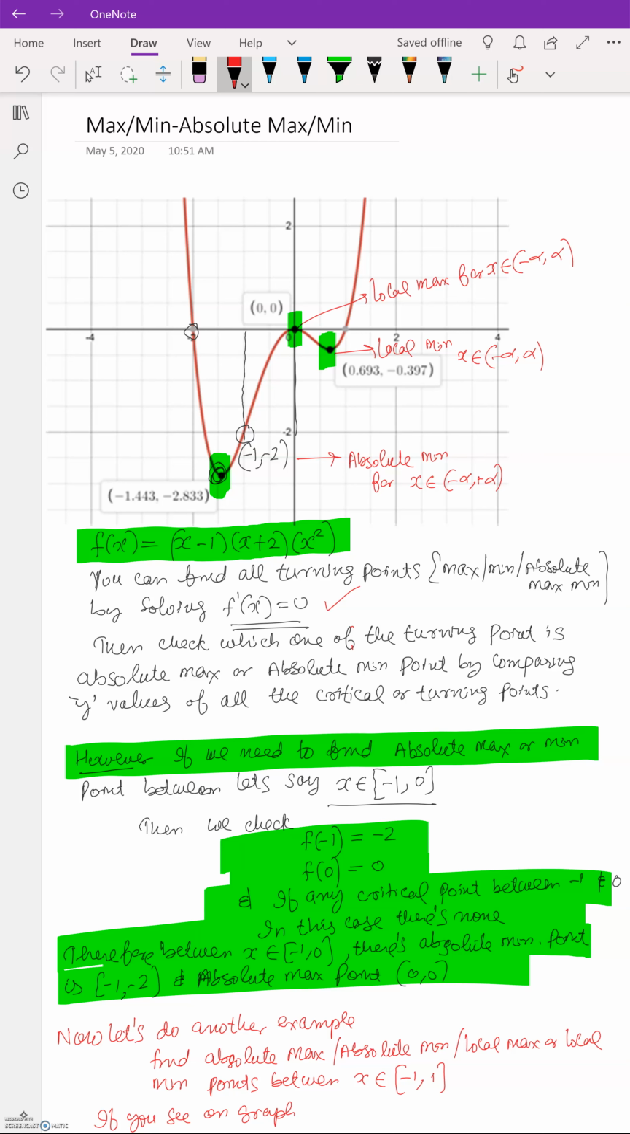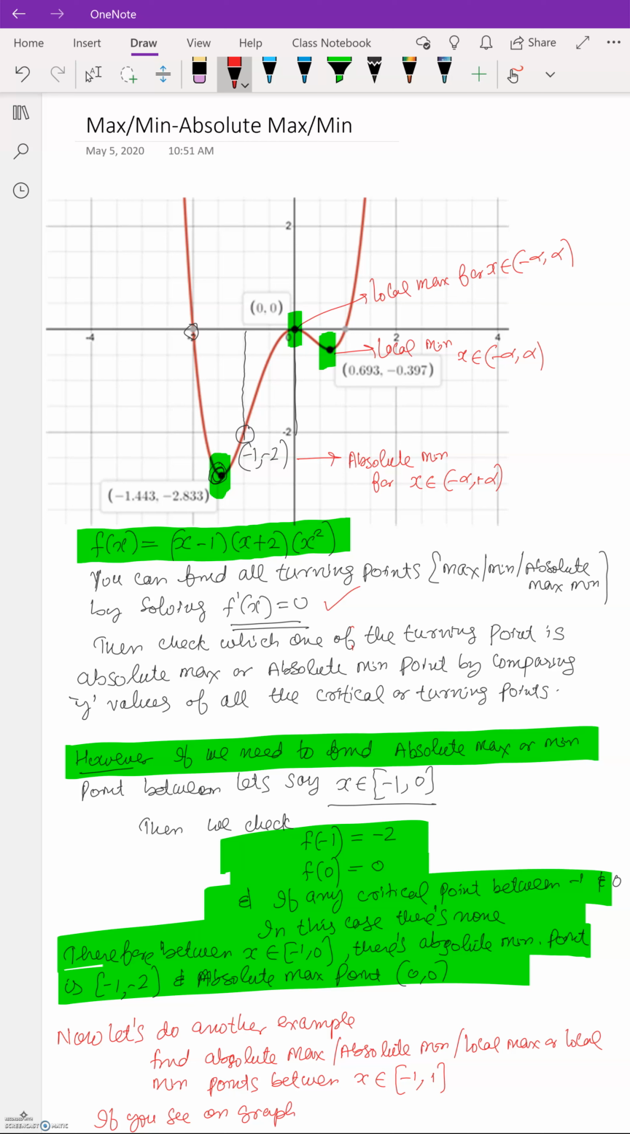Once you've got those critical points, just by checking the y values, you can determine if a given critical point, max or min point, is an absolute max or absolute min, or just a local max and local min. All we need to do is compare the y values of those critical numbers. If the y value of one of the critical points has no other y value above it, it will be the absolute max point. And if a critical number gives you a y value which is the lowest, that is the absolute min. By comparing the y values, you can tell if it's absolute max or absolute min. This is done when there's no restriction given.